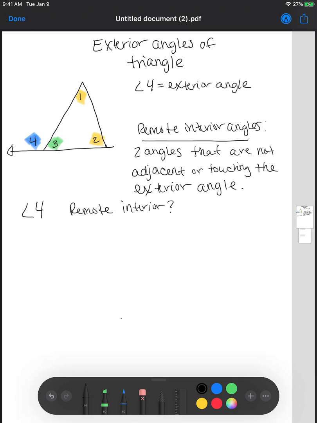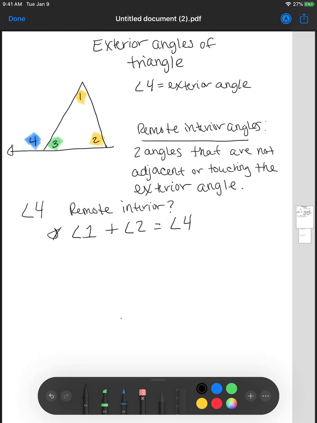And the rule is that those two angles, so angle 1 plus angle 2 equals angle 4. And that's a big rule that you're going to need to know for this one. You're going to need those two. So the two angles that are not adjacent or touching added together will equal the exterior one. Okay, so let's look to see what that means.